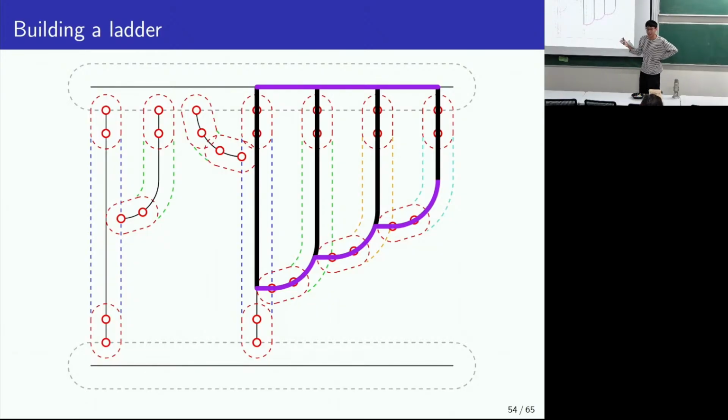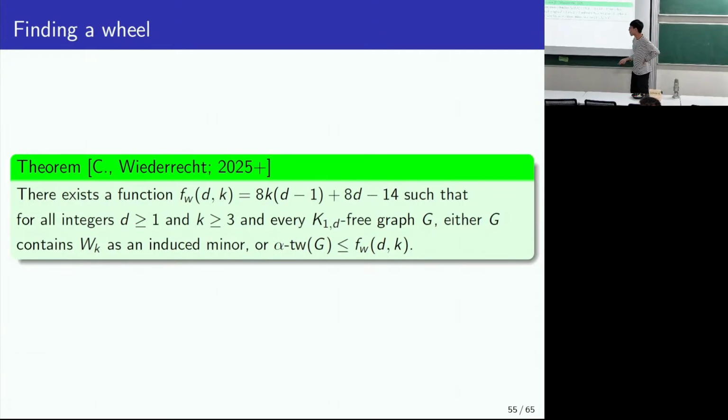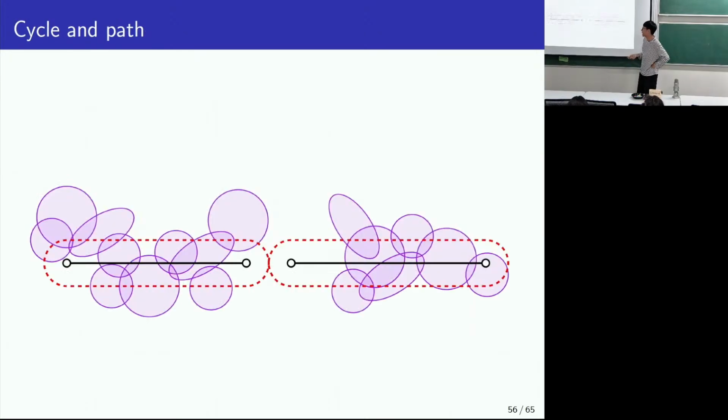Okay, any questions until now? Okay, so I will go to the wheel. In our wheel paper, we originally used the coordinates theorem and gave a bound using that theorem, that function. But we improved this function a lot. It's almost just k times d. So I will explain how.